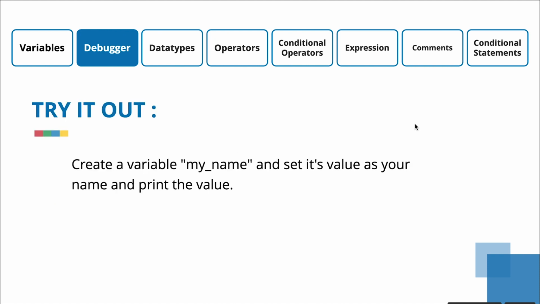Try this out with me. Create the variable name my underscore name, and then set the value as your own name. Also print this value. Don't worry about making mistakes. We all do it, and we learn from it.